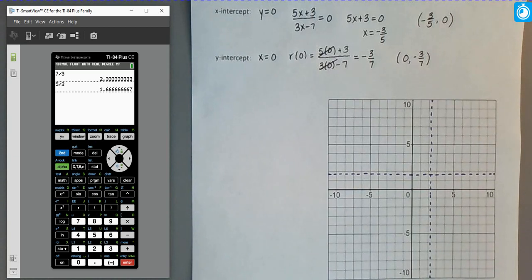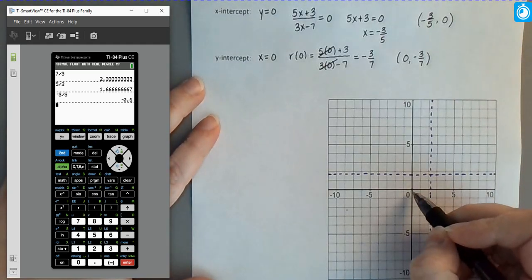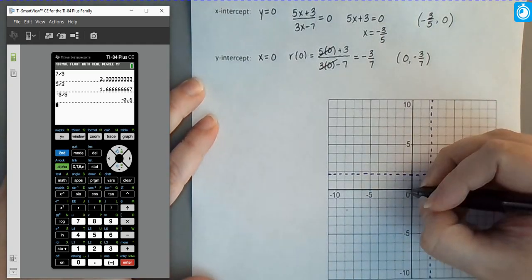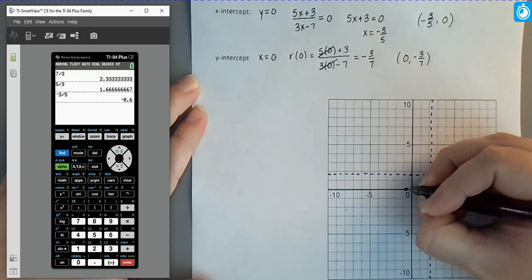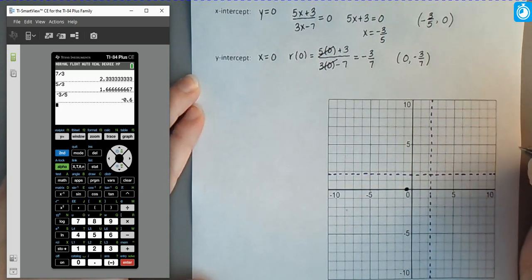So our x-intercept was at negative 3/5, and if I approximate that, that's negative 0.6. That's actually not an approximation, it's just a decimal version of that number. But ultimately, it's between 0 and negative 1. So we cross the x-axis between 0 and negative 1. A little bit closer to negative 1 than to 0.